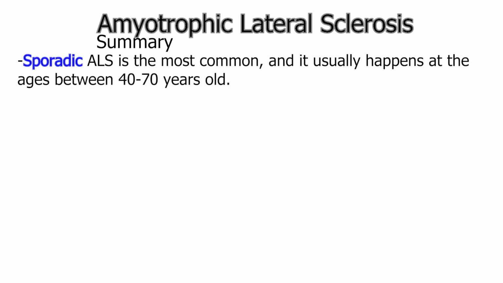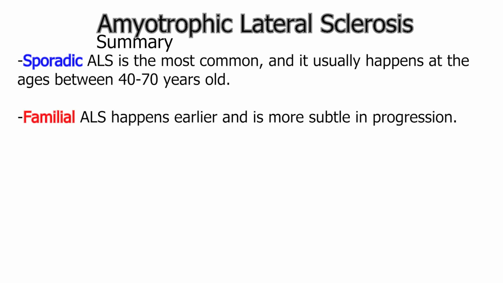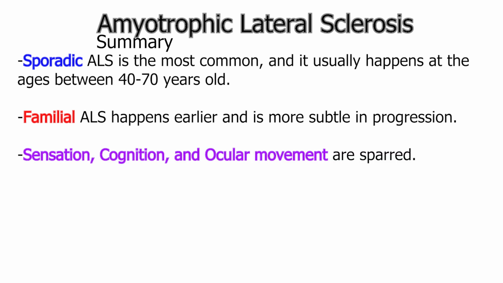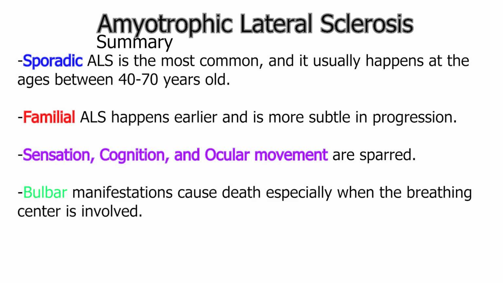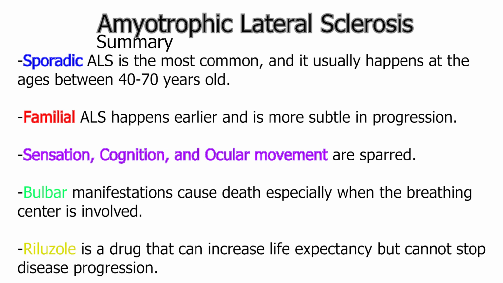And finally, for the conclusion of this video, I would like to give a special thanks to anyone who has actually made it this far, and I guess it's time for the recap. So, like mentioned previously, sporadic ALS is the most common form of ALS, and it usually happens between the ages of 40 and 70 years old. Familial ALS happens a lot earlier and is usually more gradual in progression. Sensation, cognition, and ocular movement are spared in ALS. Bulbar manifestations cause death, especially when the breathing center are involved, and it's the most common cause of death in ALS. Riluzole is a drug that can increase life expectancy, but it does not stop the progression of the disease.